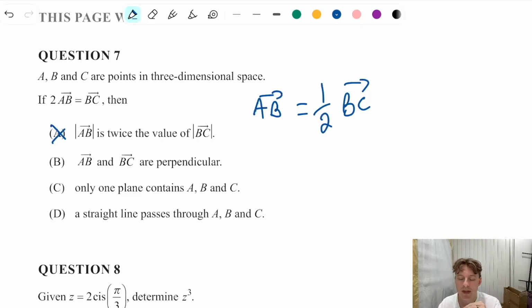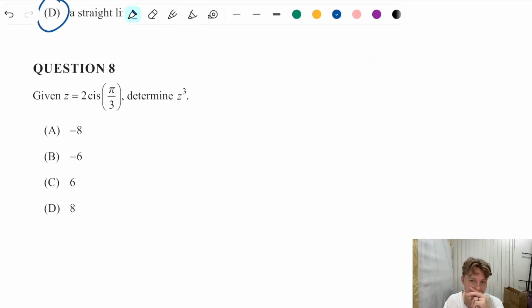There's a section on collinearity, so points being collinear, and the proof is basically this idea. I said at the very beginning, AB and BC are heading in the exact same direction. So if they're heading in the exact same direction, then a straight line could pass through all 3 of those points. So my answer is going to be D. All right, let's look at question 8.